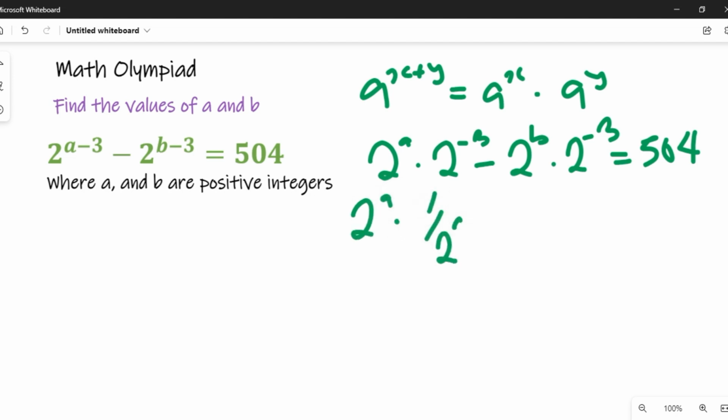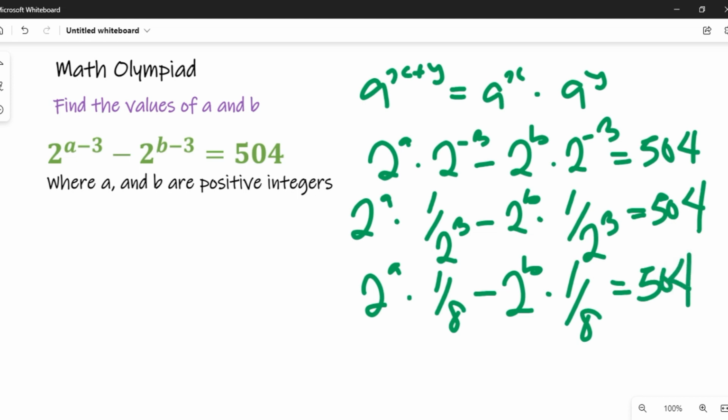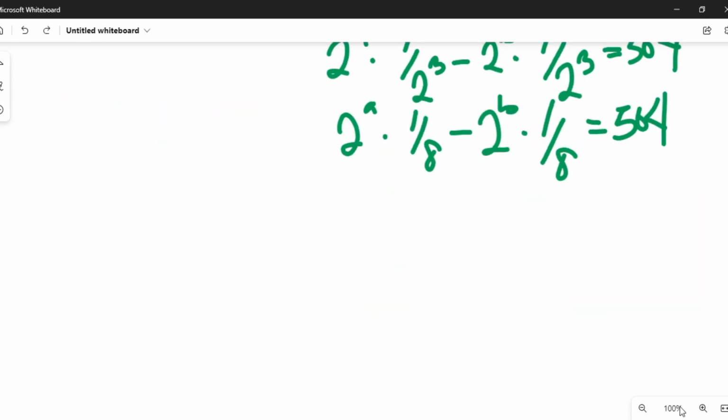Having gotten this, we can simplify to give us 2 raised to the power a multiplied by 1 over 2 raised to the power 3, minus 2 raised to the power b multiplied by 1 over 2 raised to the power 3, and that will be equal to 504. So this will give us 2^a multiplied by 1 over 8, minus 2^b multiplied by 1 over 8, equal to 504.